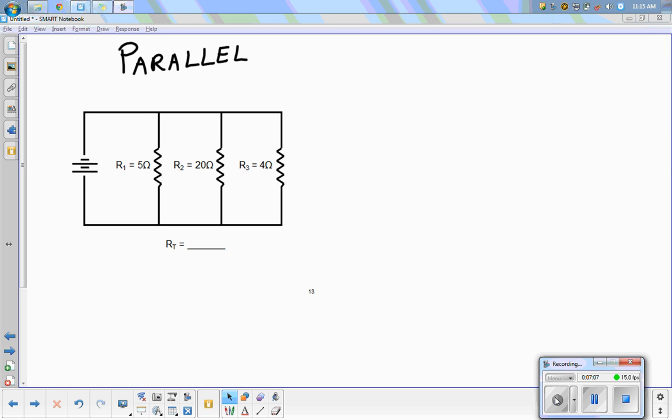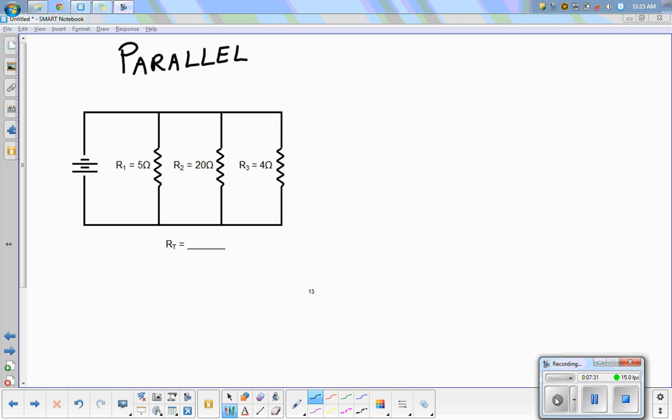Before I can really talk about parallel circuits in detail, we need to go over how to find the total resistance of a parallel circuit. So we're not going to solve the whole thing right now. We'll do that in a second. Let's just look at the total resistance. We know R1, R2, and R3. Well, in a parallel circuit, we can't just add up all the resistors to get the total resistance.